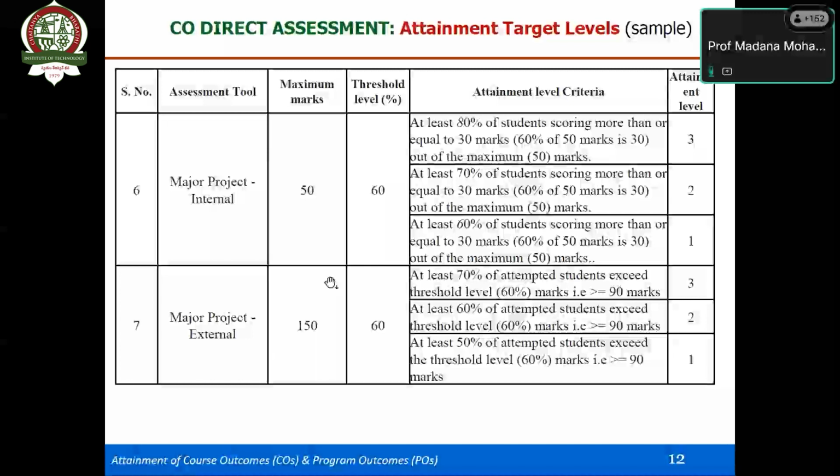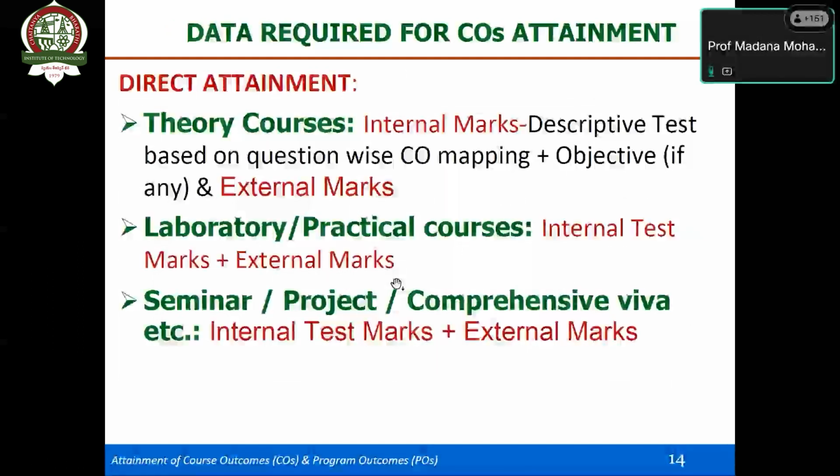In our curriculum, whatever the courses, including theory, practicals, non-credit course, project, seminar, comprehensive, whatever, everything should be included in the process of attainment. So even technical seminar, comprehensive, like that. Okay, now what is the data required for computation of course outcome of a particular course?